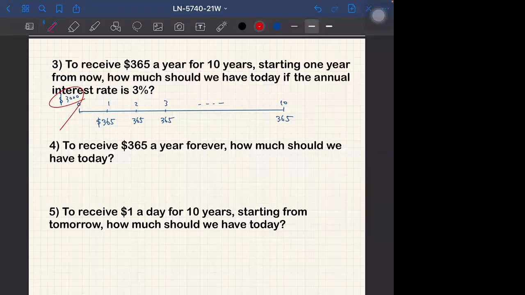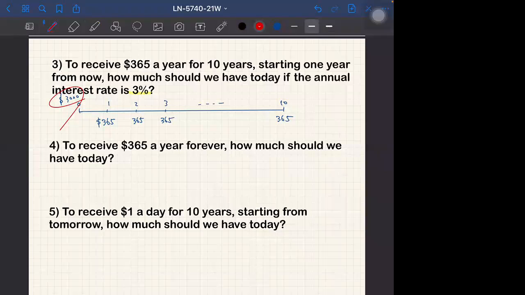So the next question may be a little more interesting. To receive $365 a year forever. So that means from 1 year from now, every year you receive $365, even after you died. So how much should we have today? So it sounds like today's value should be infinite, but remember that the interest rate is 3%. So that means that, for example, the $365, 100 years from now, isn't worth much, right? So the 3% we can earn.